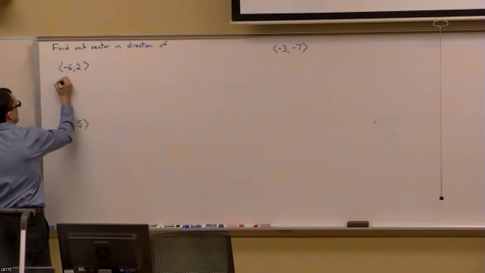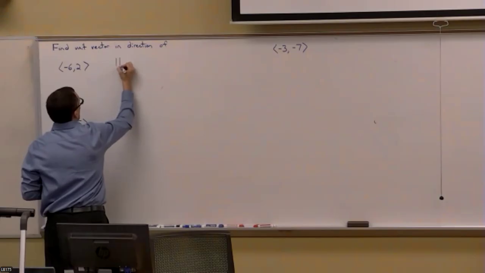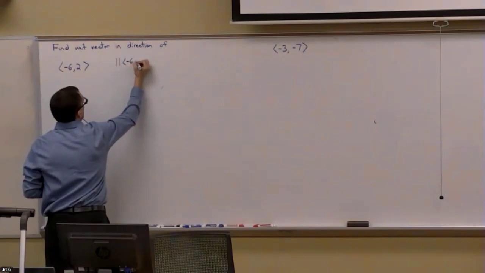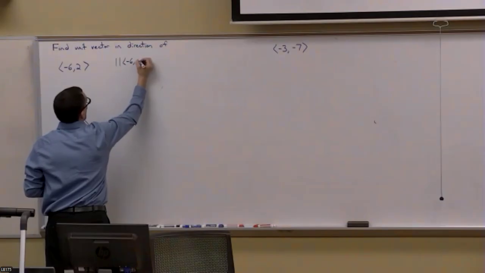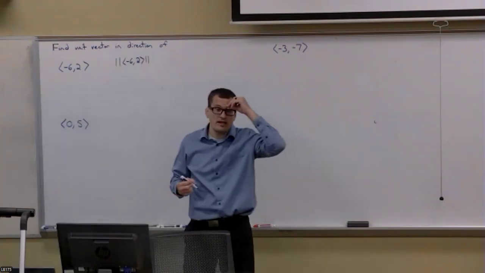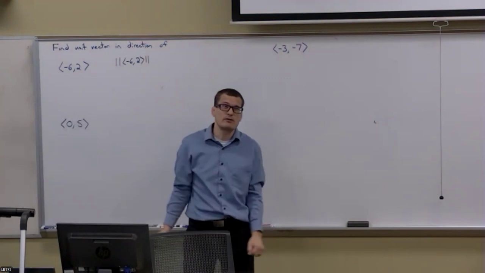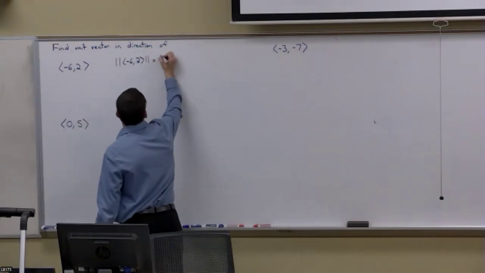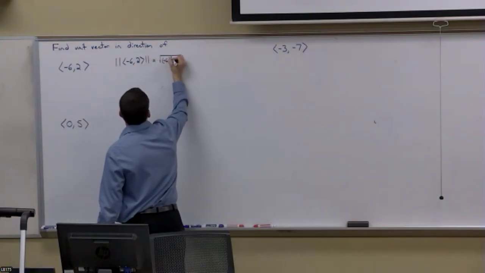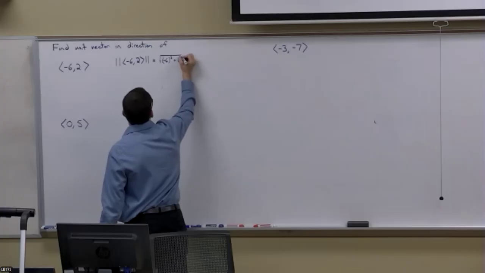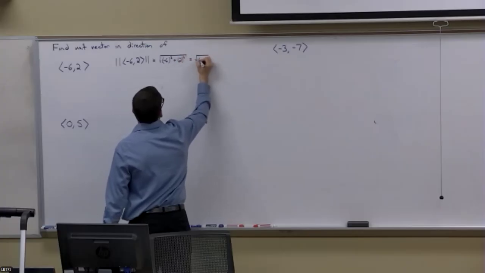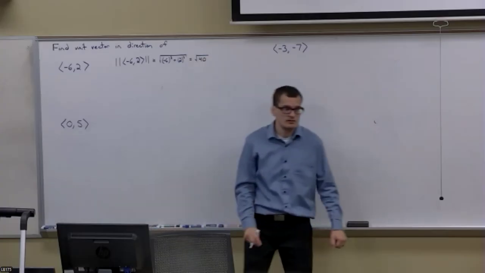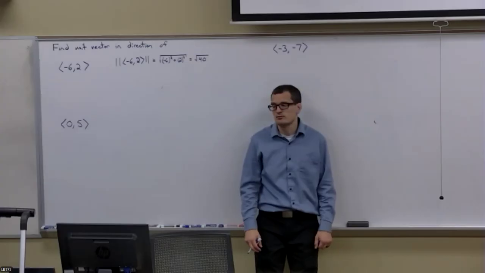The first thing I'm going to do is calculate the magnitude of this vector that I'm trying to find a unit vector for. The vector -6, 2 is going to have a magnitude of square root of 40. I'll write all the steps. 36 plus 4 is 40, so square root of 40. That's an ugly thing, but that's all right.